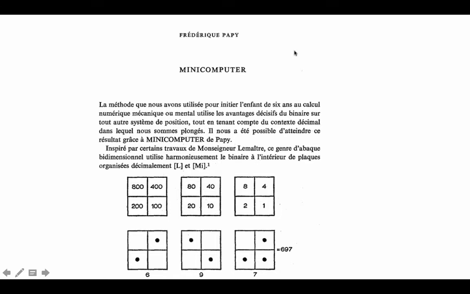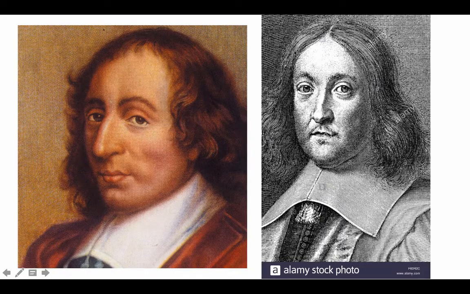Papy in turn inspired another educator, but before I get to that part of the story, let's jump back to the era right before Newton and Leibniz, when the study of probability was initiated by Pascal and Fermat.